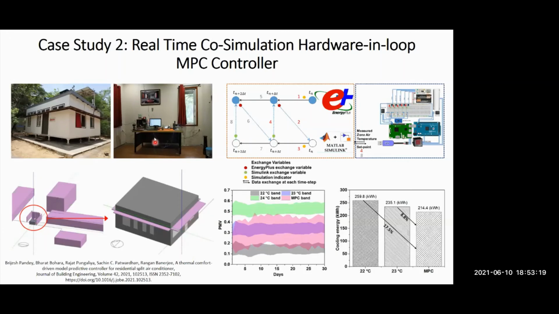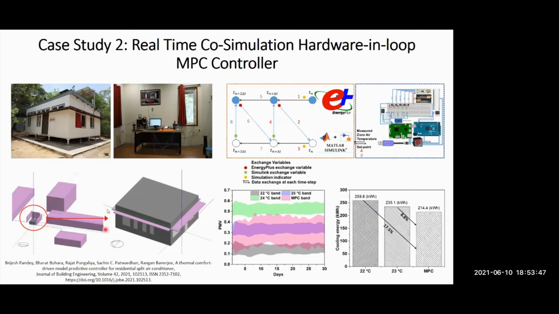So what we did, we have developed and implemented a model predictive controller. The model predictive controller basically anticipates the future disturbance and provides a trigger to the different systems based on the constraints. So this is the example of real-time co-simulation. This is the controller that is developed to implement the model predictive control in this room.